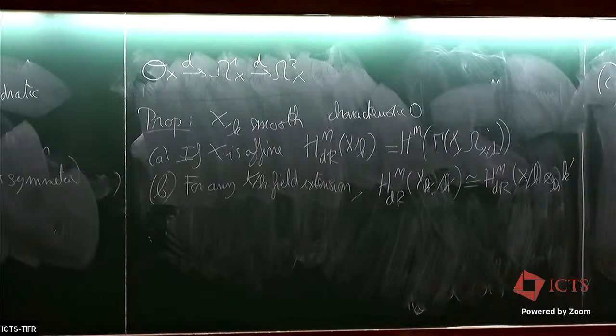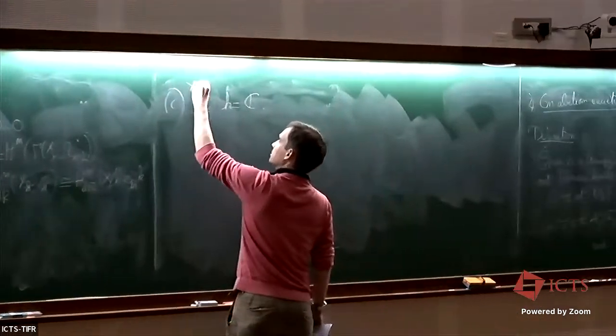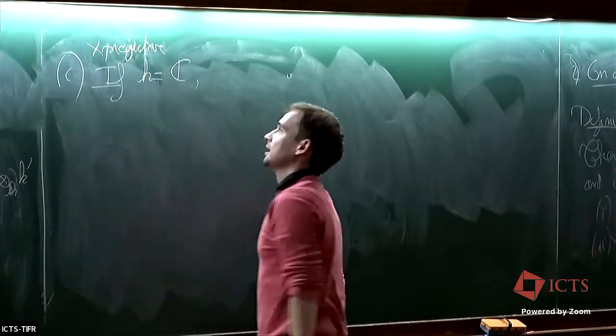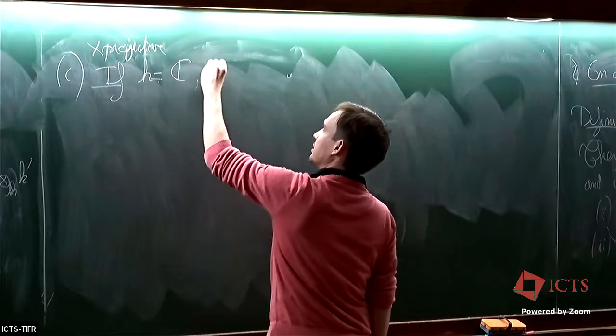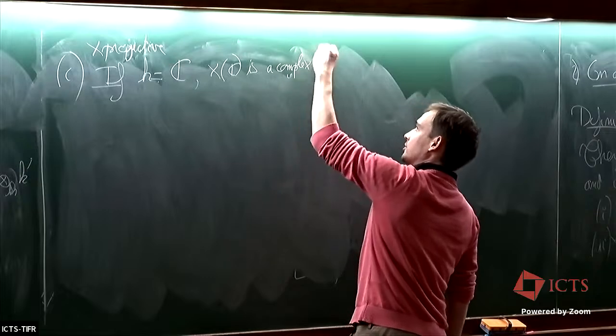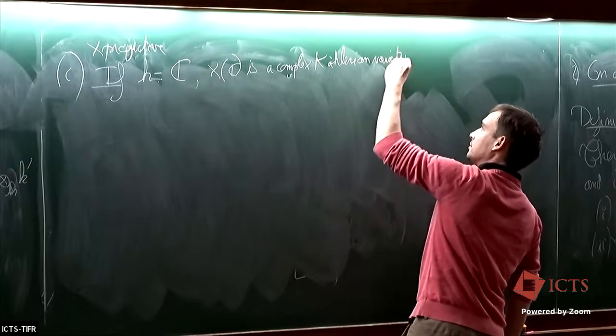Item C will be a lot of things here. So if K is equal to C, well, the idea is we know what this cohomology is. And I assume here X proper, even projective. Okay, if K is equal to C and X projective, then X of C, the complex points, is a complex Kählerian variety. And a lot of things happen.